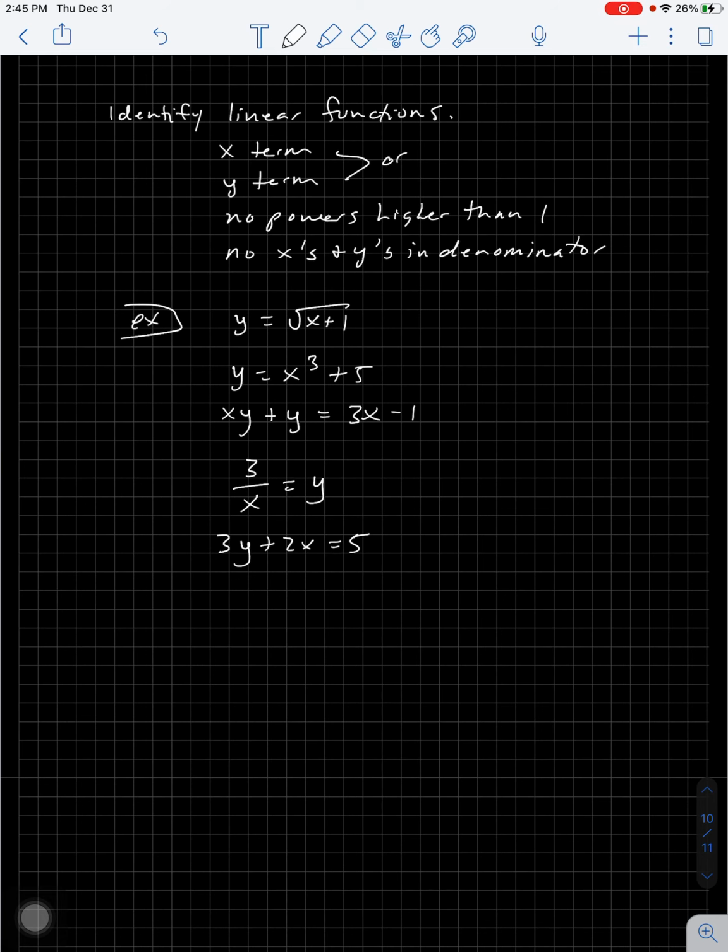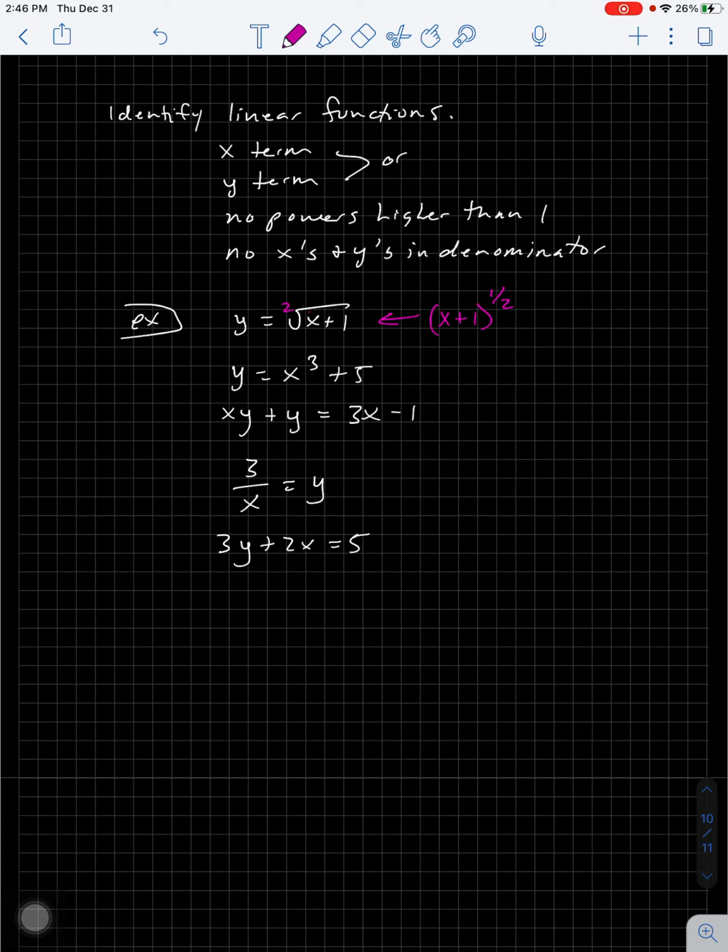Okay, and the question is, which of these are linear and which is not? Okay, a root. Let's talk about that first. A root is a power of 1/2, and that's something that you learned in Algebra 1 and 2, and is going to be very critical that you understand for calculus.